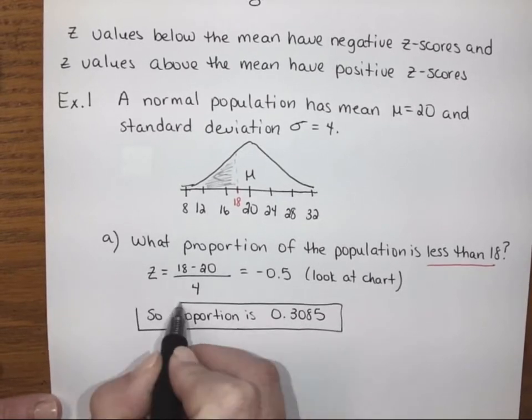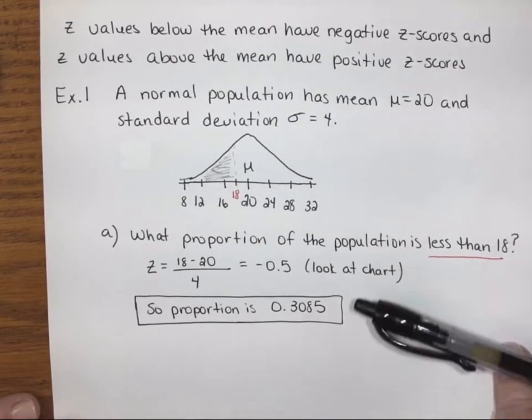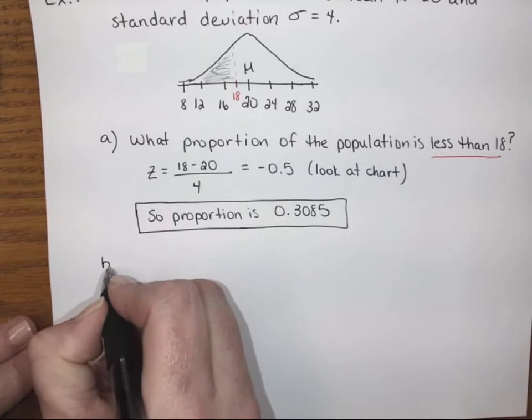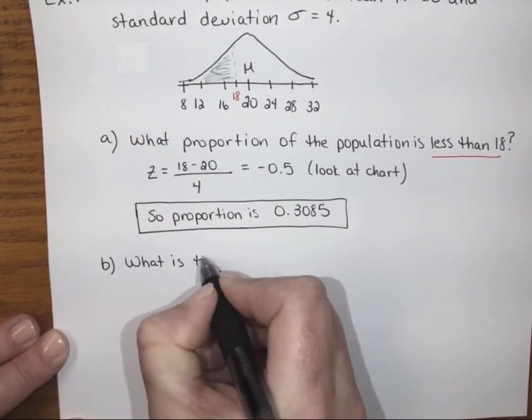Okay, so that would be our answer. So really the only change so far in what we're doing today is the fact that we have to find the z-score for ourselves. It's not given to us. So, all right, what about this one?